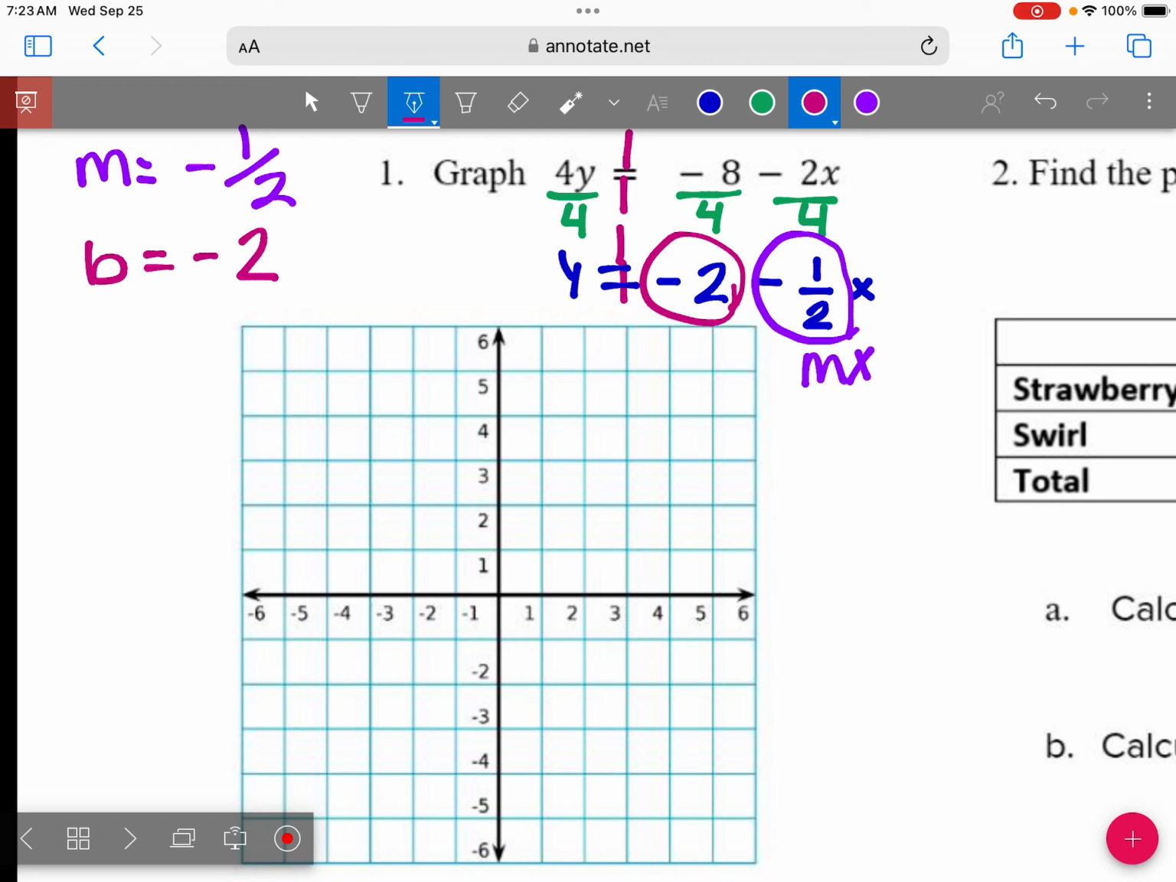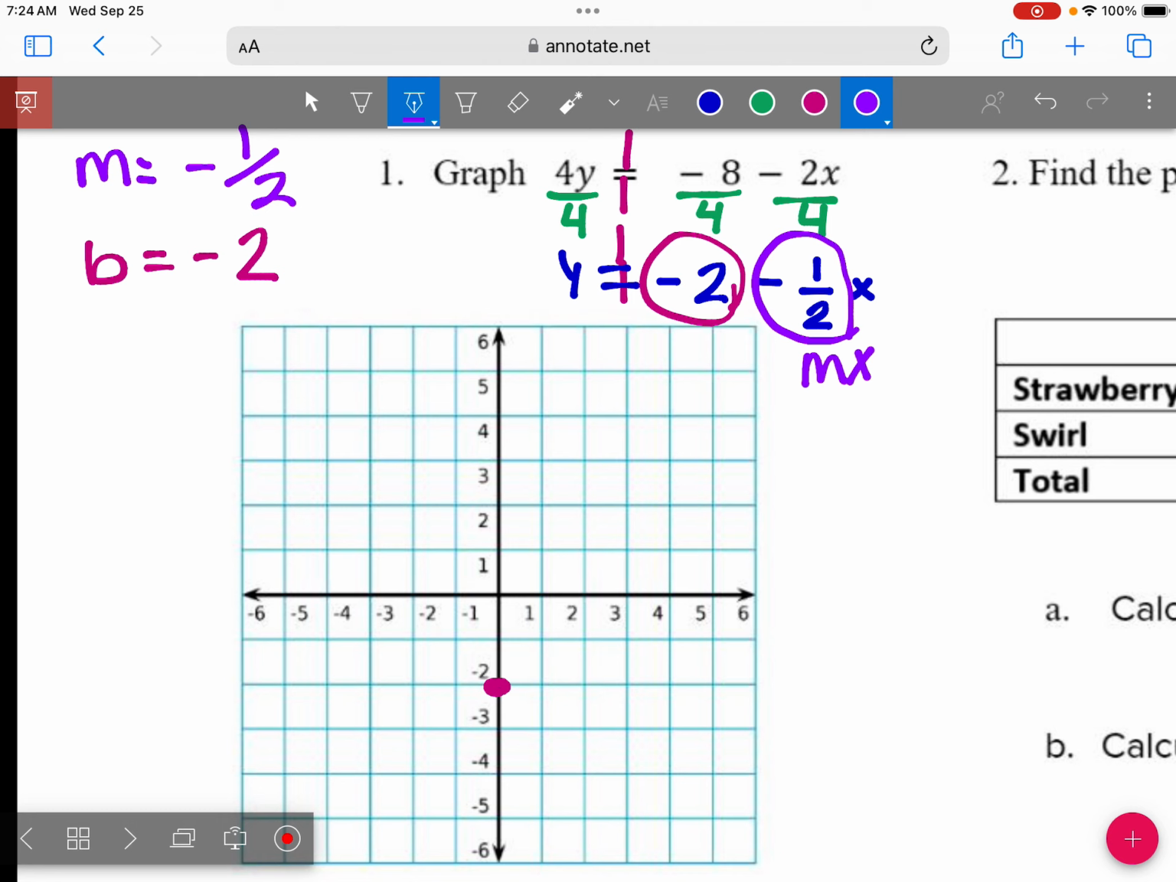So where am I going to start when we're graphing this? Negative 2. Which negative 2? This one or that one or that one? On the y-axis. So this guy down here. Negative 2. How do I move? How do I find my next point? Down 1.